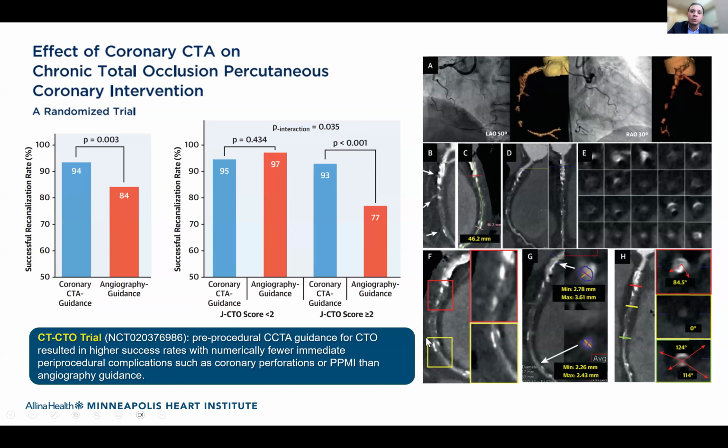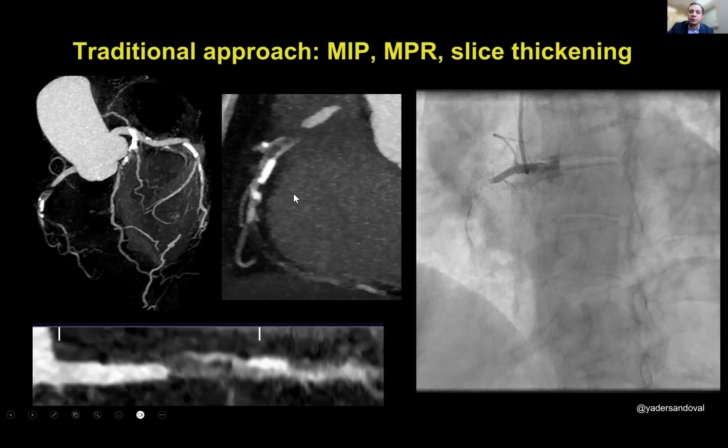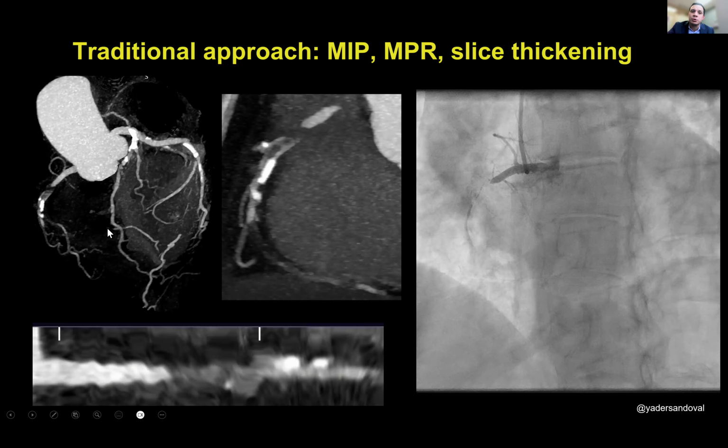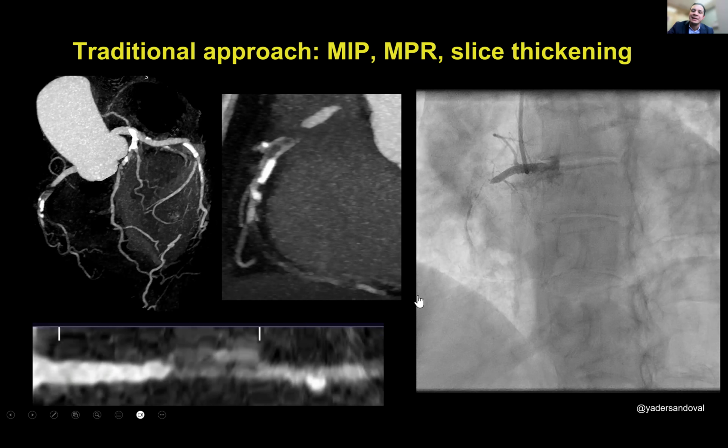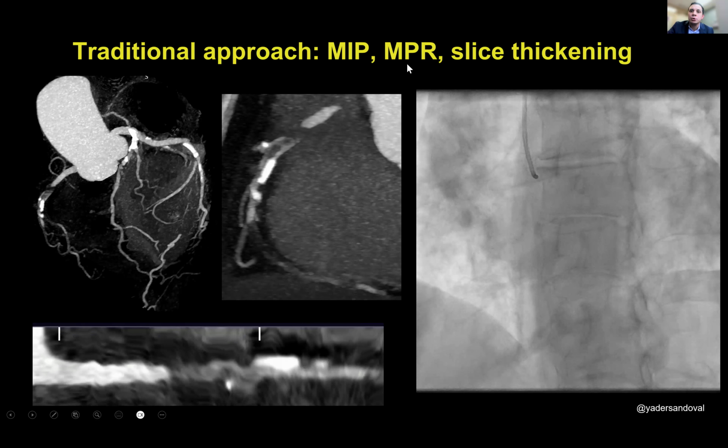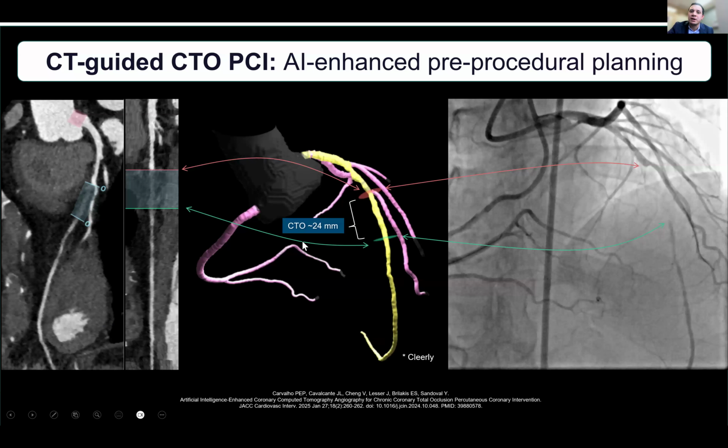I've talked about CT for CTO. It's something that I would say it's one of the lowest hanging fruits. Why? Because there's a trial. There's a CTO trial that shows that if we use CT in these very complex procedures, we're going to improve procedural success and reduce complications. And what we're seeing is that you can shift from the traditional approach of looking at CT and slice thickening and double oblique views to now these newer applications that AI and novel software are bringing.